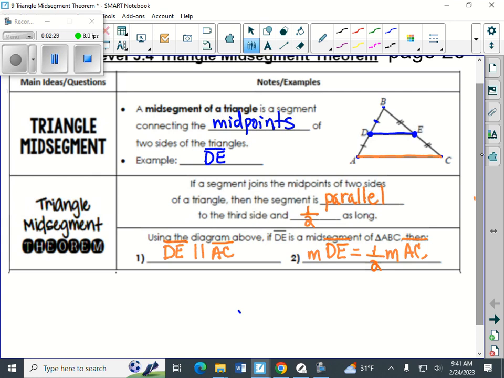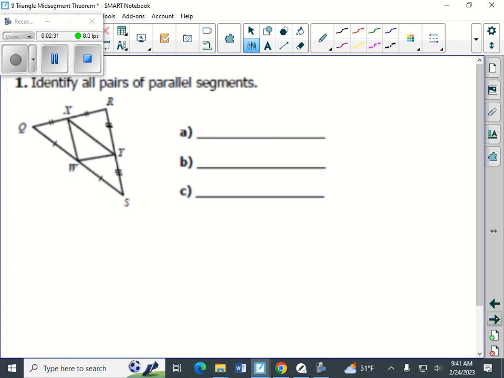So let's take a look here at an example. It says identify all pairs of parallel segments, and what we can start with here is, I started with WY. So segment WY is parallel to QY.